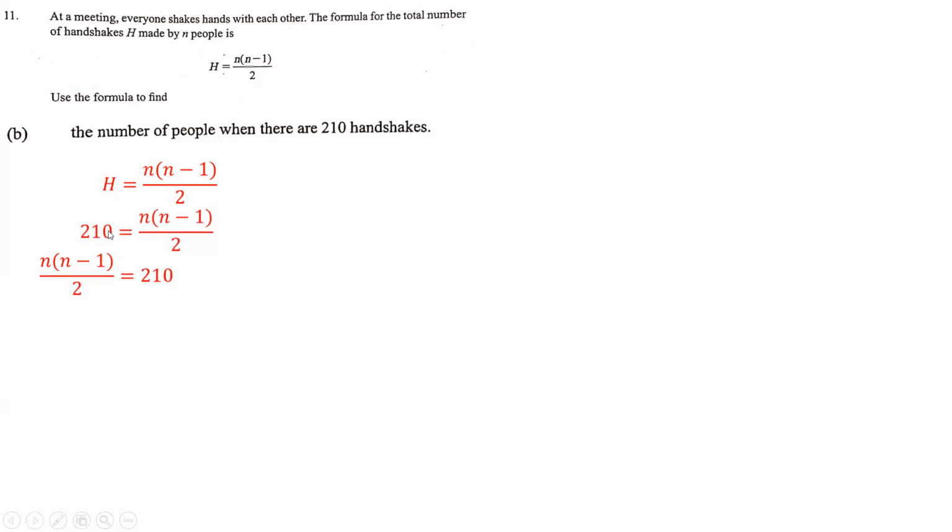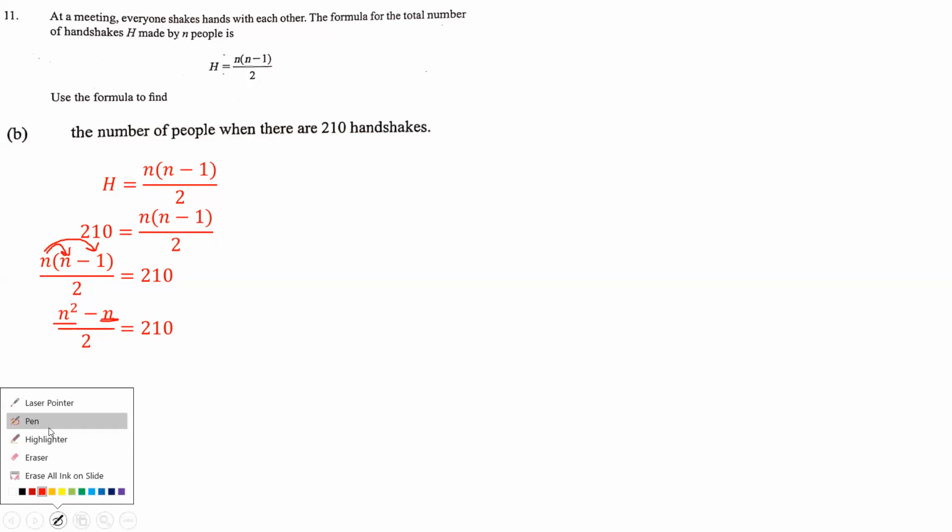All I did here was switch the equation, right? So I put the 210 on this side, and I put the other side here. Next, what I'm going to do is multiply. So we have n times n, which is n squared, and n times 1, which is simply n. Again, n times n is n squared, and n times 1 is just n. So we have n squared minus n all over 2 equals 210.